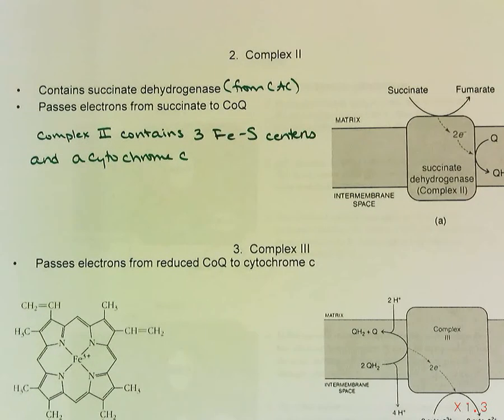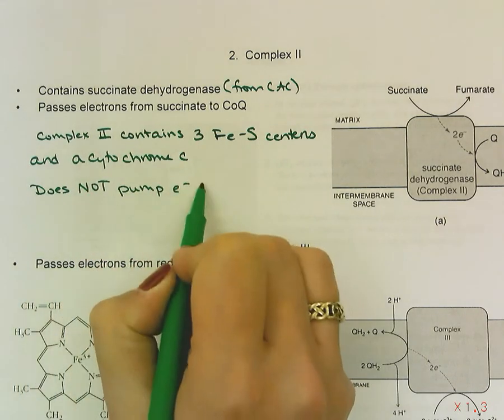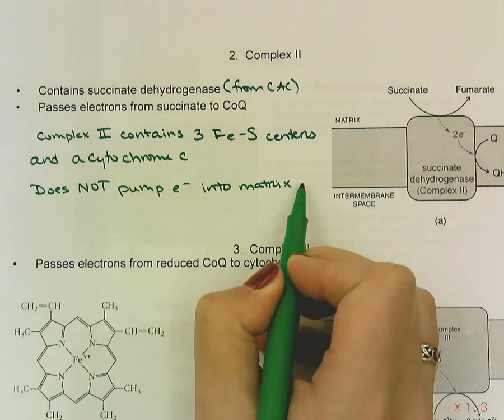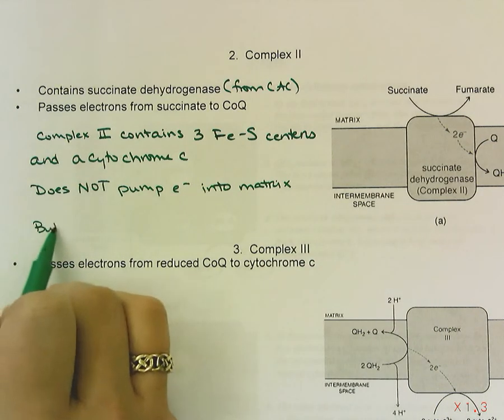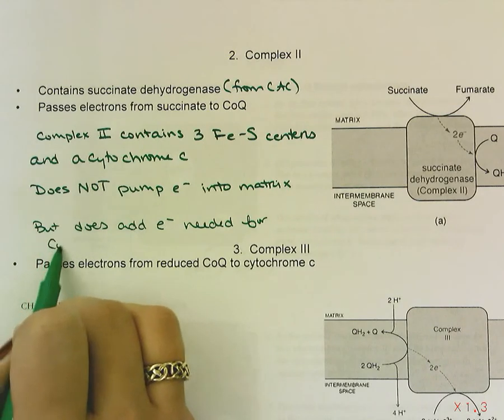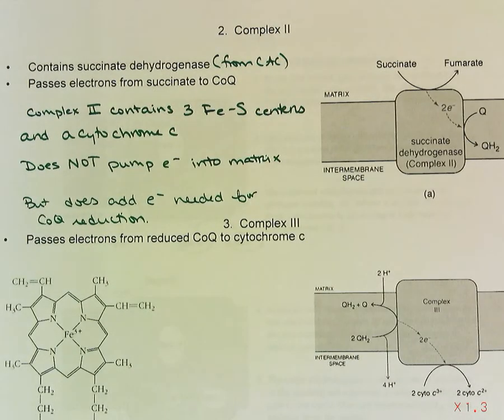So complex 2 contains 3 iron-sulfur centers and a molecule of cytochrome C. So complex 2 does not pump protons, unlike some of the other complexes, but its job is to provide more electrons to the system to do more reductions.